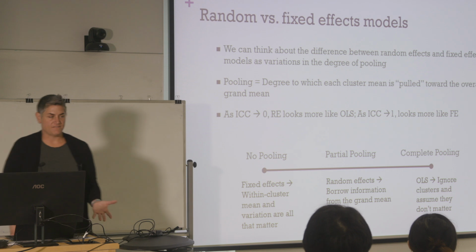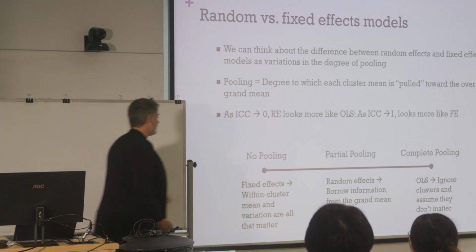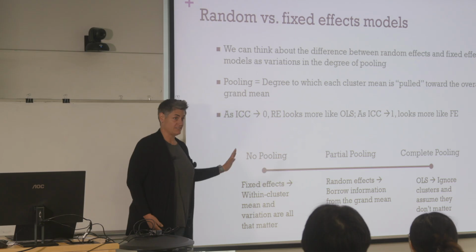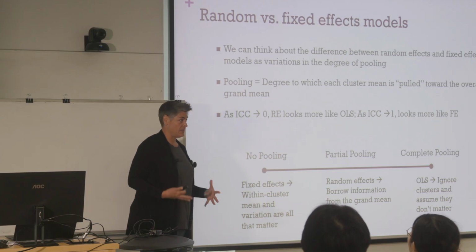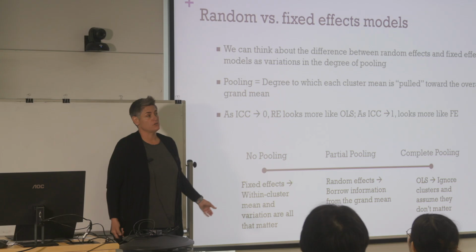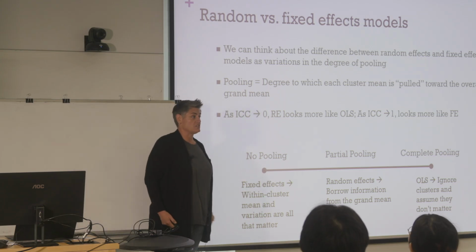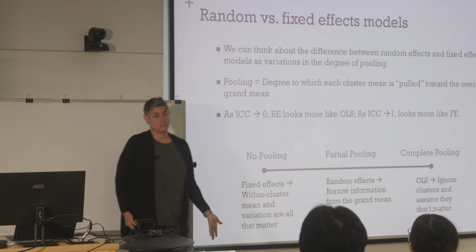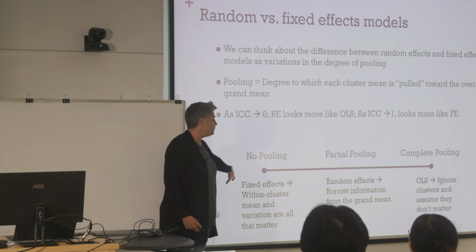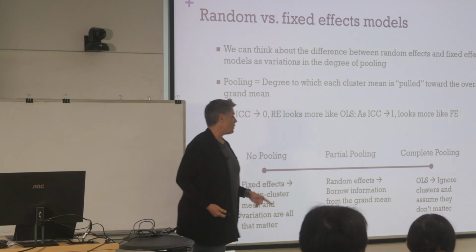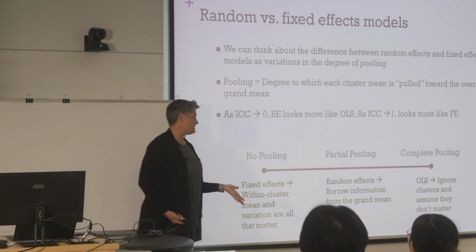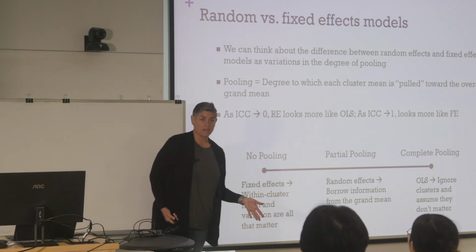With fixed effects, there's no pooling, right? You're only looking at the within-cluster mean and variation. That's all that matters, what's happening within the cluster. So that's a fixed effects model. This is why when you use fixed effects for longitudinal modeling, it's super conservative, because all you're measuring is change over time. All you care about is change over time. You're ignoring everything else. So that's no pooling. Complete pooling is OLS, where we're completely ignoring that the clusters or the networks exist at all, and we're assuming they don't matter, right?